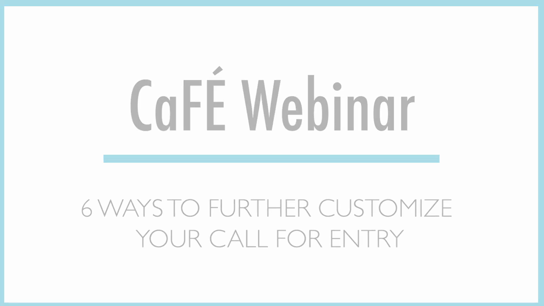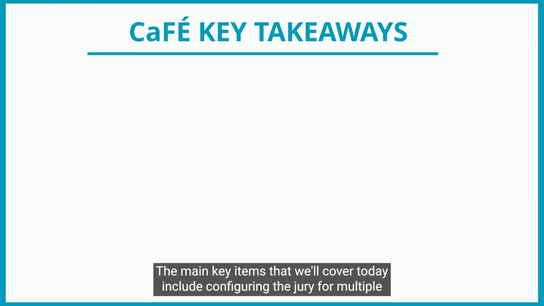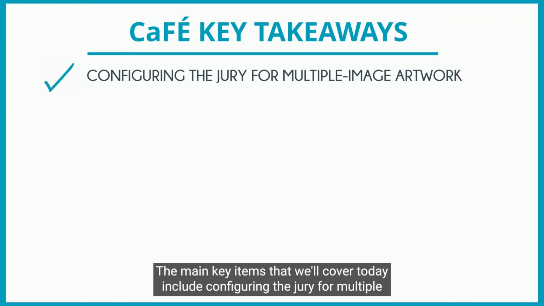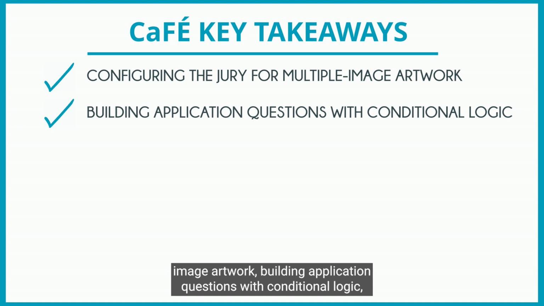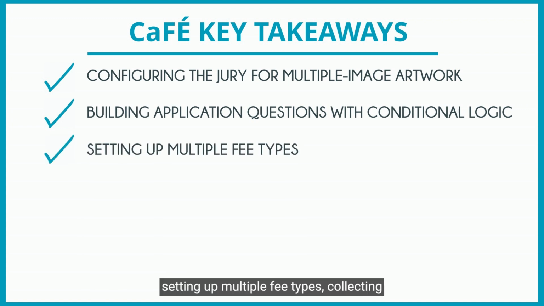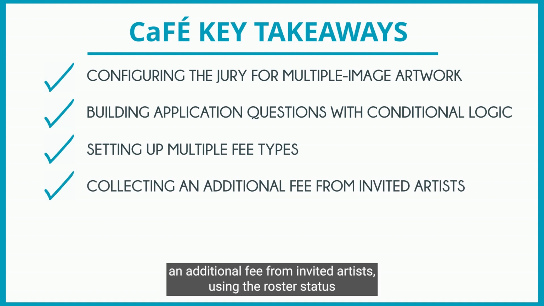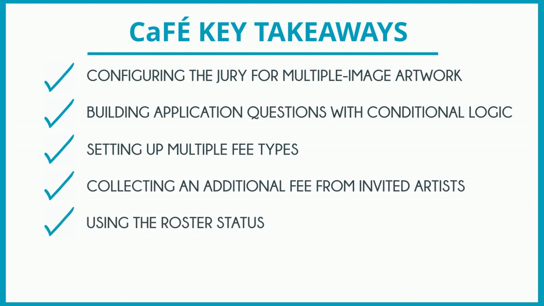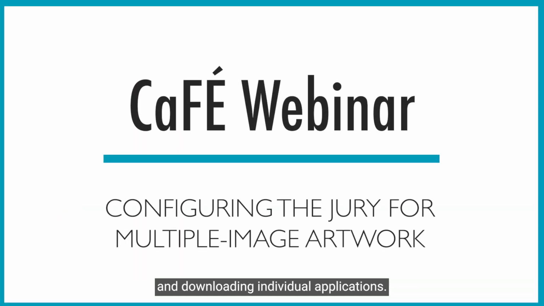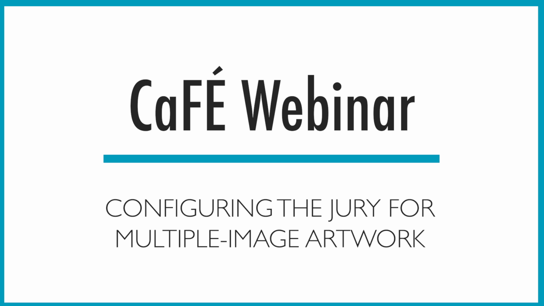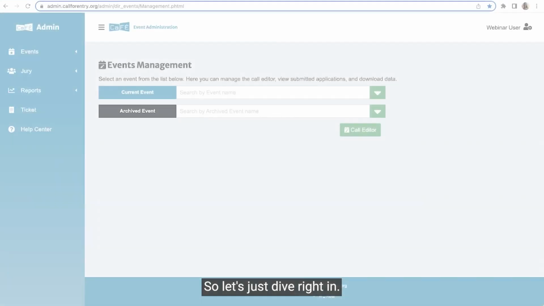useful. The main key items that we'll cover today include configuring the jury for multiple image artwork, building application questions with conditional logic, setting up multiple fee types, collecting an additional fee from invited artists, using the roster status, and downloading individual applications. So let's just dive right in.